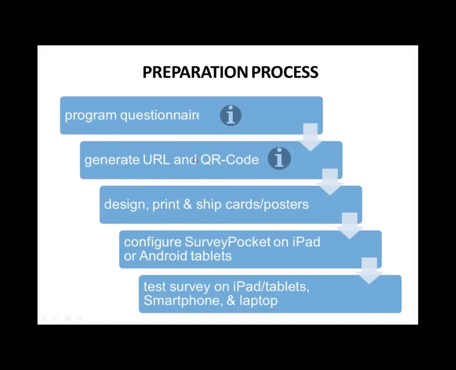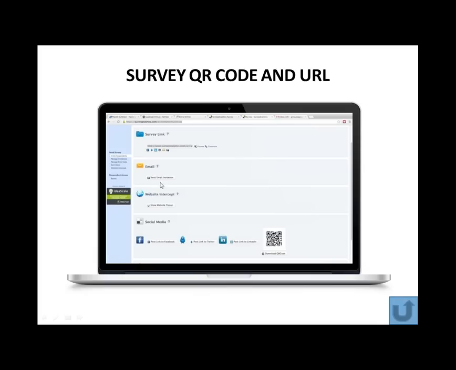Then the next step would be to generate the URL and the QR code. And what I'm showing you here is the interface within Survey Analytics where you would do both of those things. At the top, you see it says Survey Link, and here you see a URL that you can copy and paste. And as I mentioned before, the URL is customizable, so you could change it so it's intuitive and relevant to your survey. At the bottom, you see this QR code, and this is a unique QR code that has been generated by Survey Analytics for this specific survey.